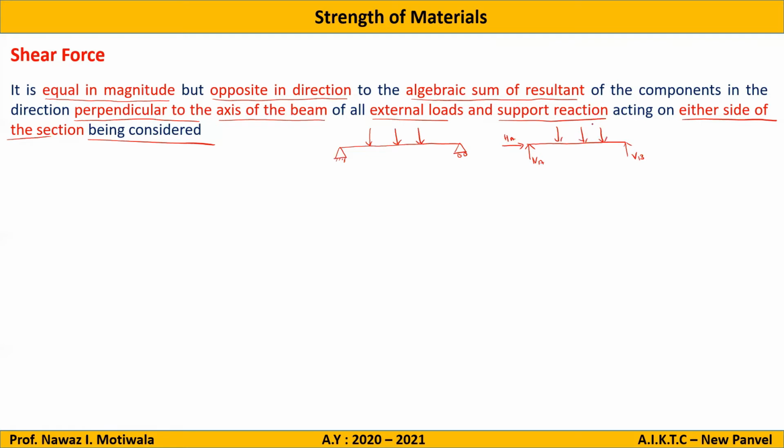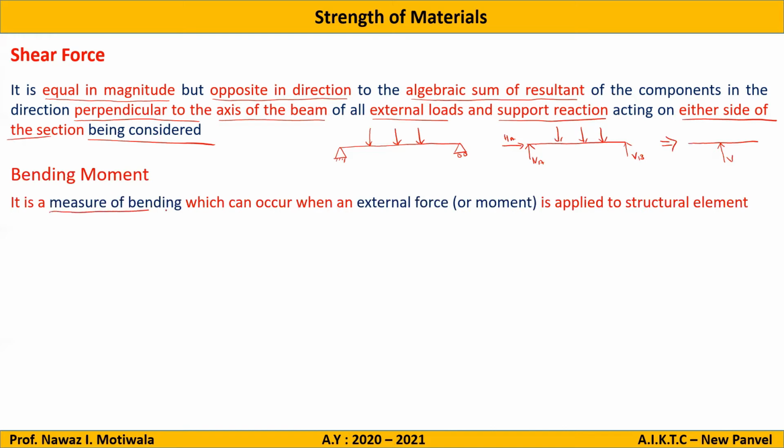So what shear force says is, if we take the algebraic sum of all these forces which are perpendicular to the axis of the beam, then the opposite to it with the same magnitude will be the shear force. So if I make the shear force diagram of this, the only one force which will be opposite to this algebraic sum of the forces will be known as the shear force, and it can be taken on either side of the beam.